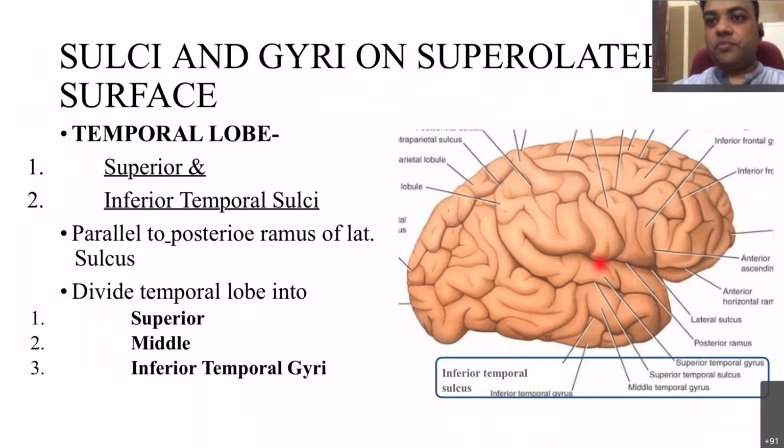So between this posterior ramus and infralateral border, there are the three temporal gyrus or gyri. The superior temporal gyrus, middle temporal gyrus, inferior temporal gyrus. So now they are parallel, running posteriorly, okay, and on the posterior end they become curved upward. Got it?